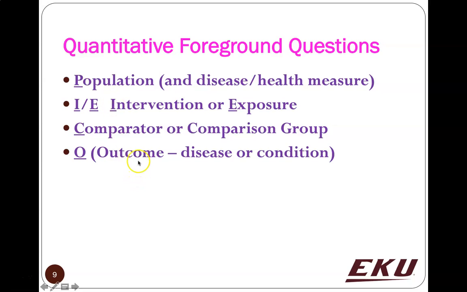But regardless, when you're asking a research question, it should be identifying all of these. So who are you measuring? What are you measuring about them? How are you going to compare it? And what's the disease or improvement condition of interest?